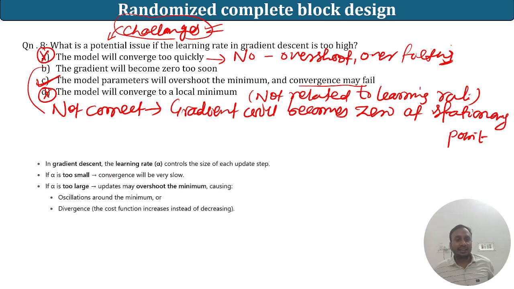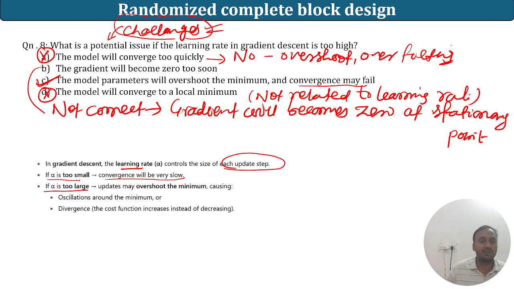So in gradient descent, the learning rate controls the size of each step. If alpha is too small, convergence will become very slow. If alpha is too large, the update may overshoot the minimum, causing oscillation around the minimum or divergence.